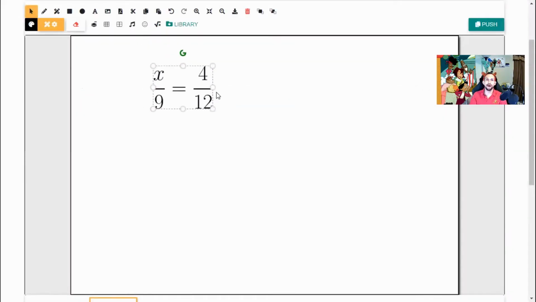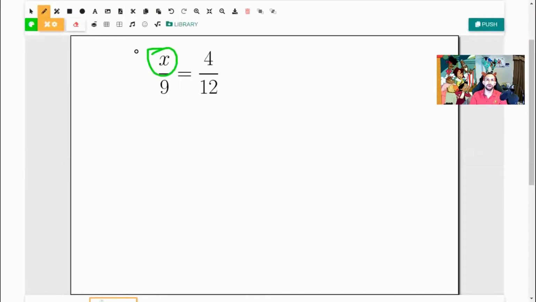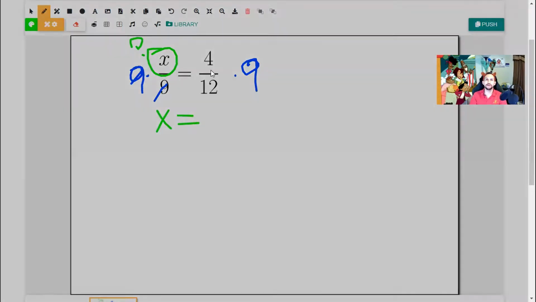Now we need to do opposite operations to try to isolate our variable. Remember, our goal is to find the value of x, right? So we look at this division and we say the opposite operation of division is multiplication. I'm going to multiply each side by 9. Now on the left, when I multiply something by 9 and divide by 9, because those are opposite operations, the 9s will cancel and I'll be left with just my x, which is of course my goal. So I'll have x equals.